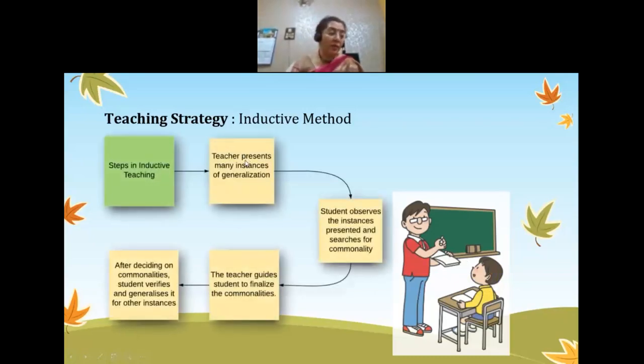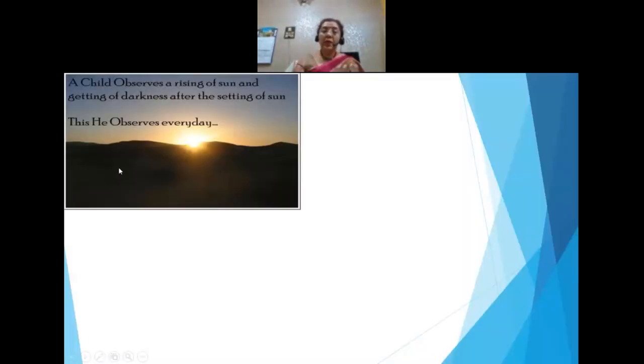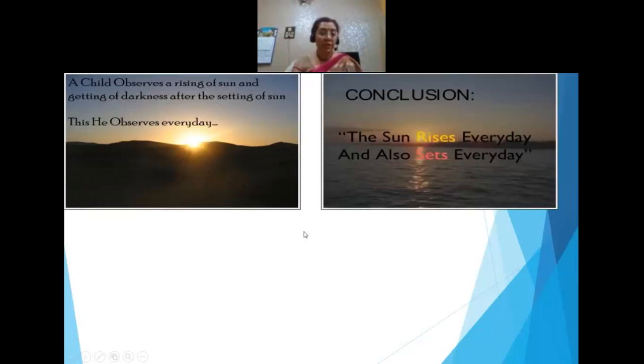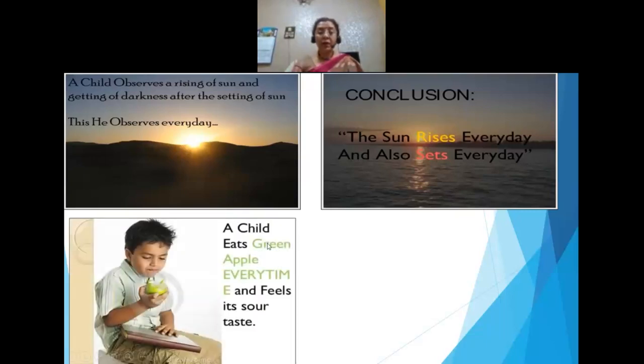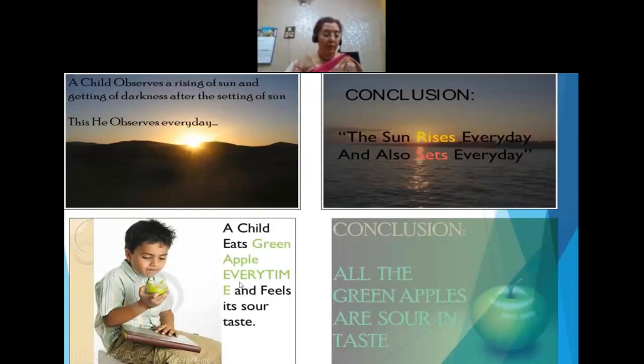Now, next is the inductive method, where the teacher will give different examples. From all those examples, students will come to a commonality and will come to a conclusion. Our duty is to help the student come to the conclusion correctly. Say a student observes every day that it is becoming dark after sunset. They come to the conclusion that the sun rises every day and sets every day. Induction. A child eats green mango, green apple, and always thinks it is sour, comes to the conclusion that yes, green apples are sour.